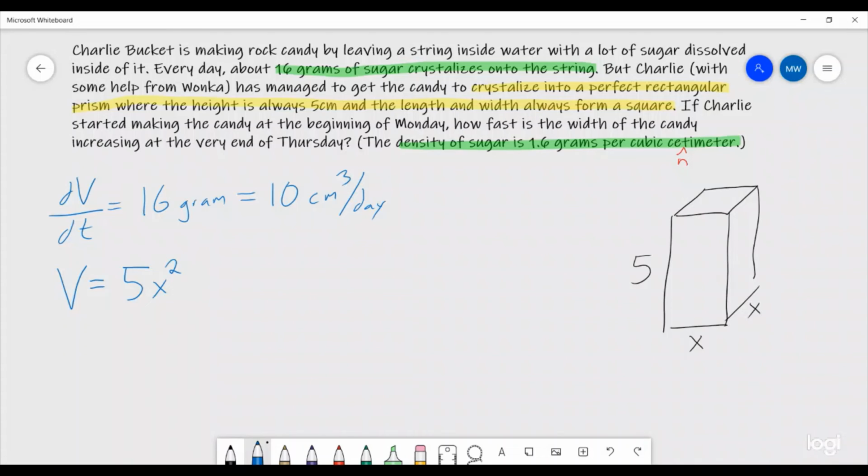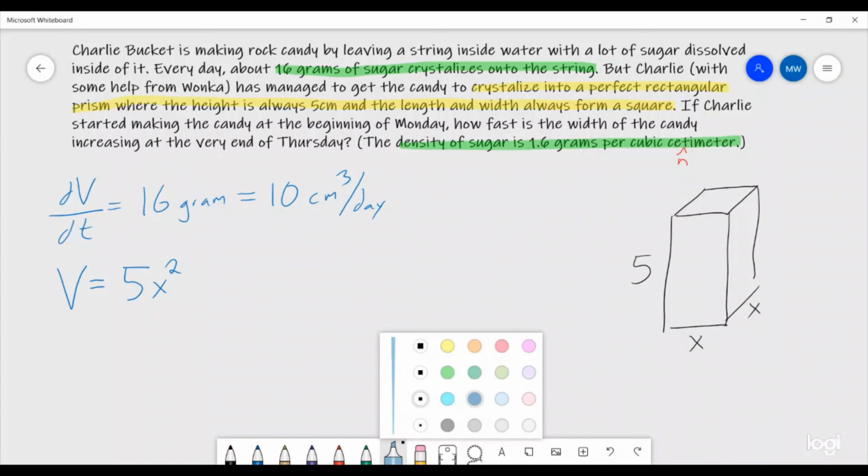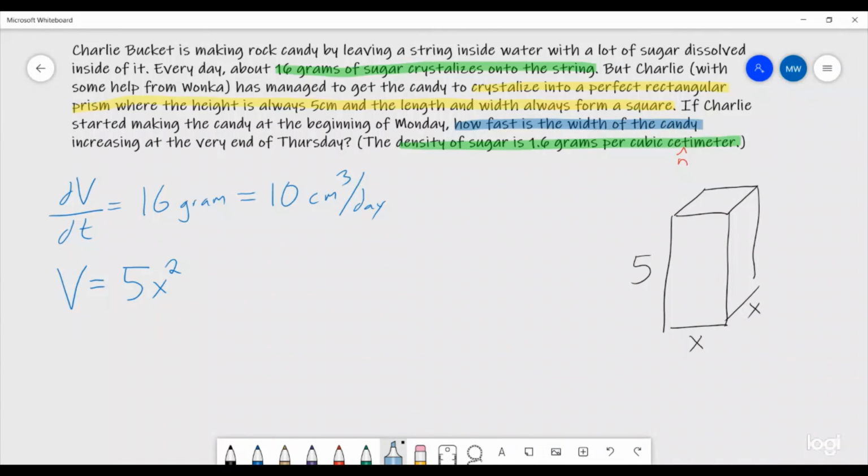But what are we trying to find? We're not trying to find the volume at the end of Thursday, because that would just be how many cubic centimeters were we adding, and then how many days did we add it. No, we're trying to find this. We're trying to find how fast is the width of the candy increasing at the end of Thursday. So the width, that's this thing down here. That's the x that we're trying to find. So we need to find what is dx/dt? That's what we don't know. So let's go through and try and figure that out.